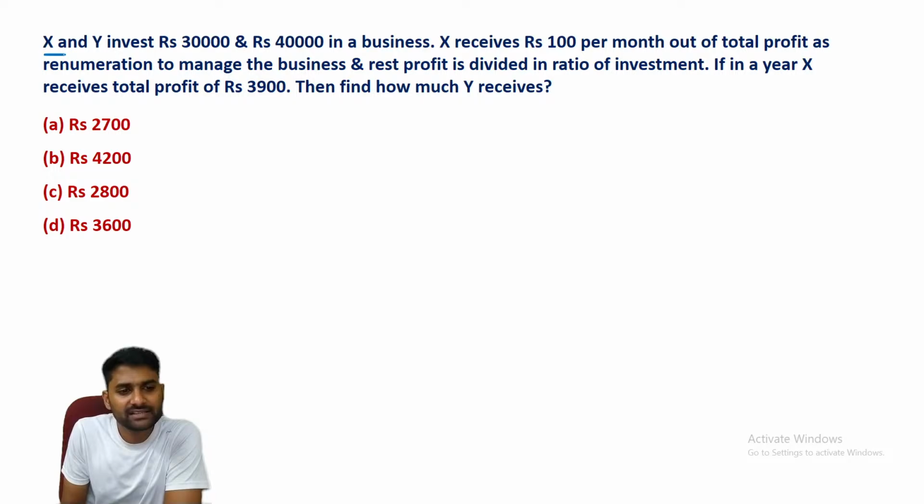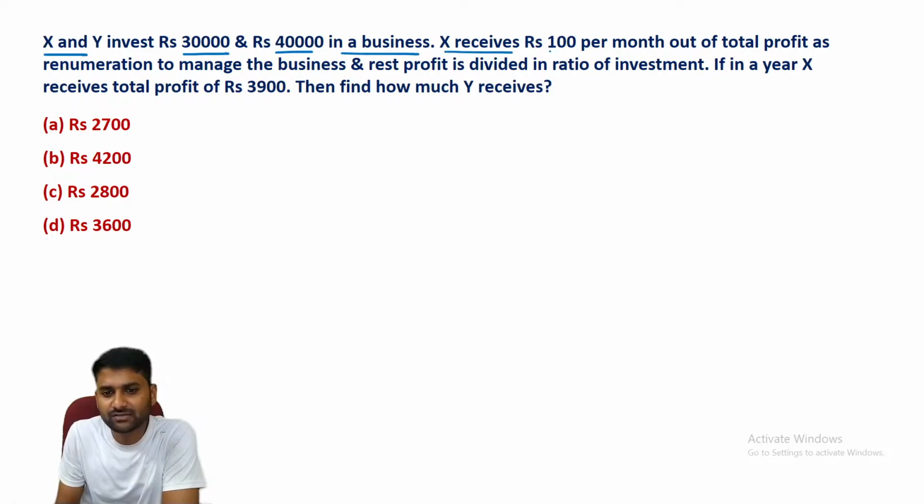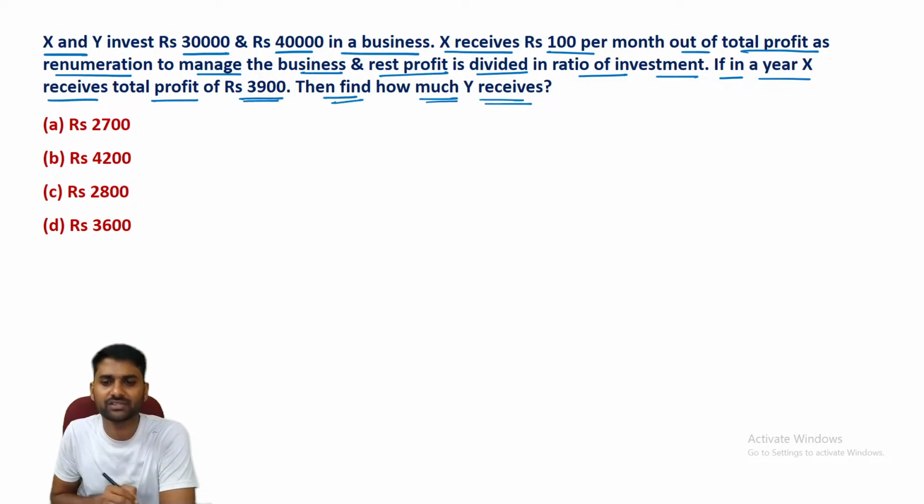See, X and Y invest 30,000 rupees and 40,000 rupees in a business. X receives 100 per month out of total profit as remuneration to manage the business, and the rest of the profit is divided in the ratio of their investment. If in a year X receives a total profit of 3,900, then find how much Y receives.